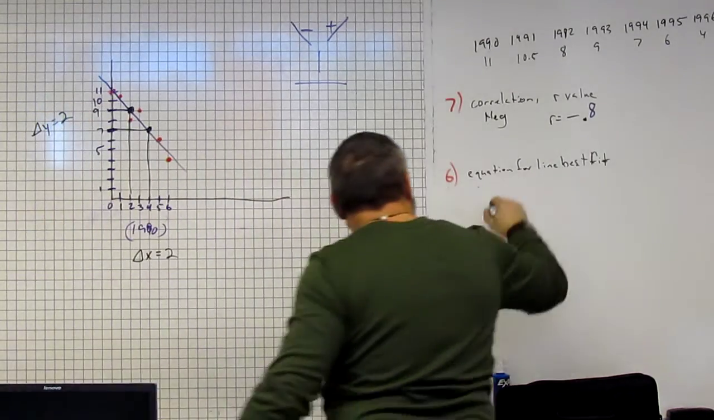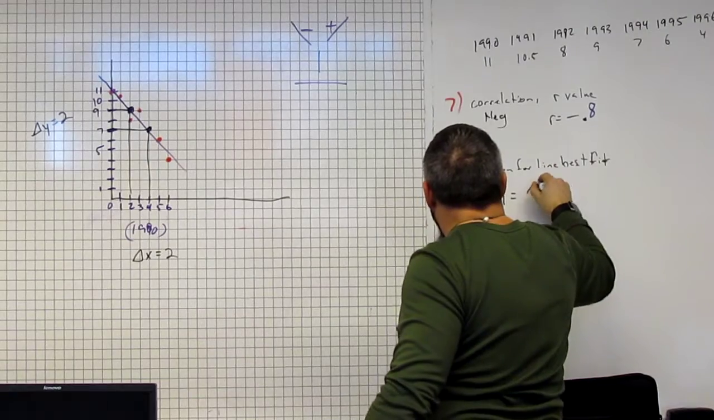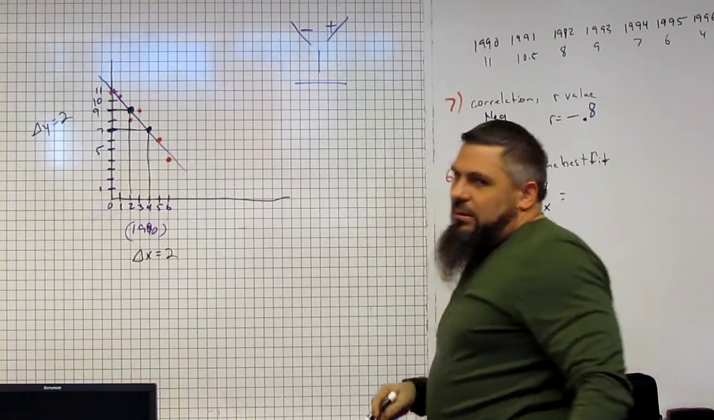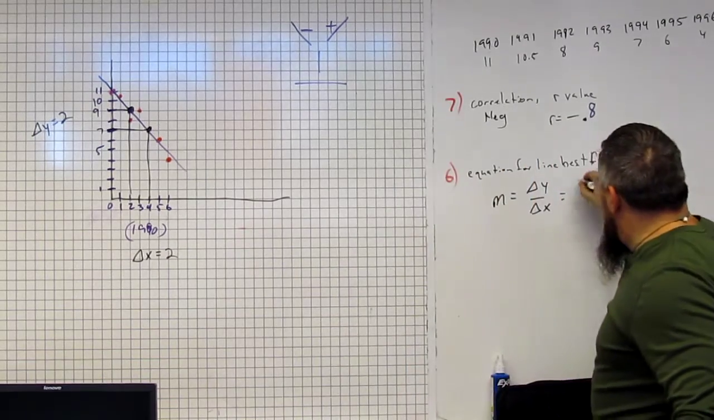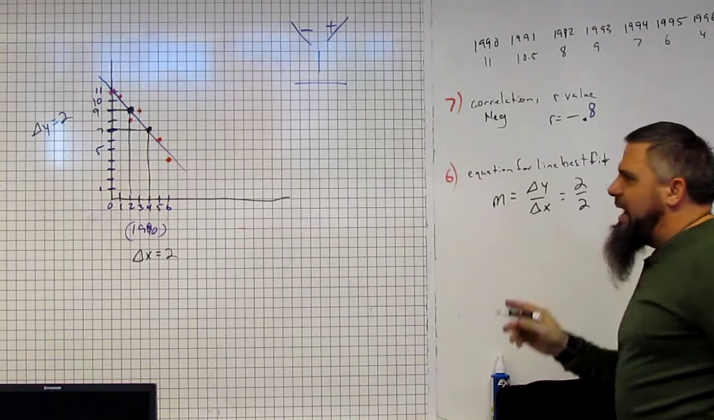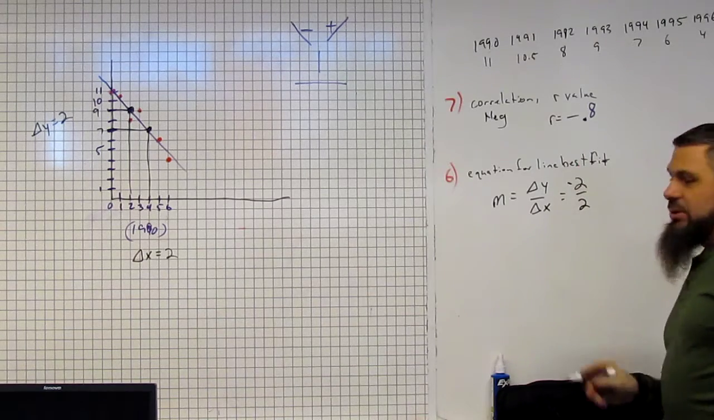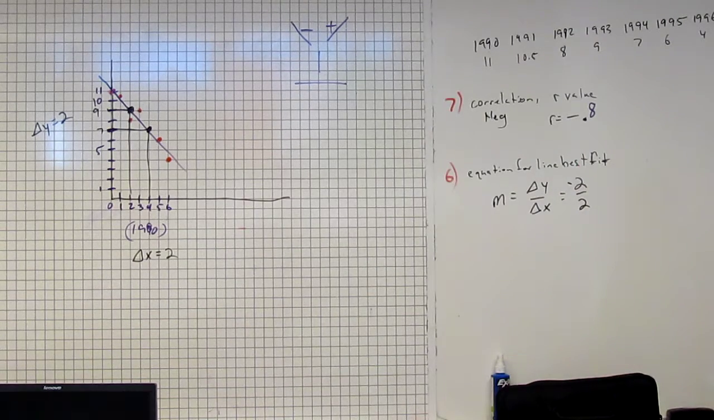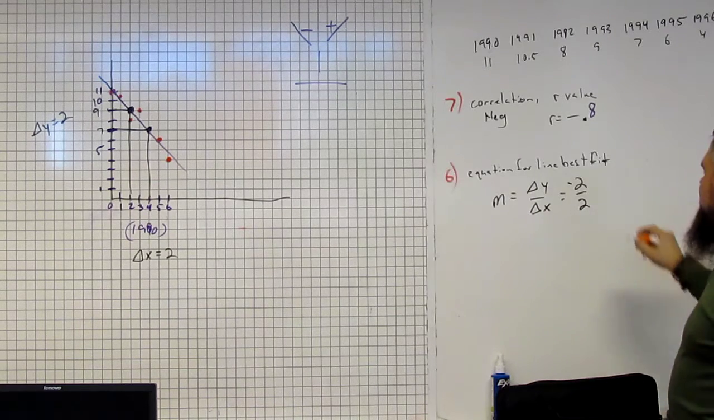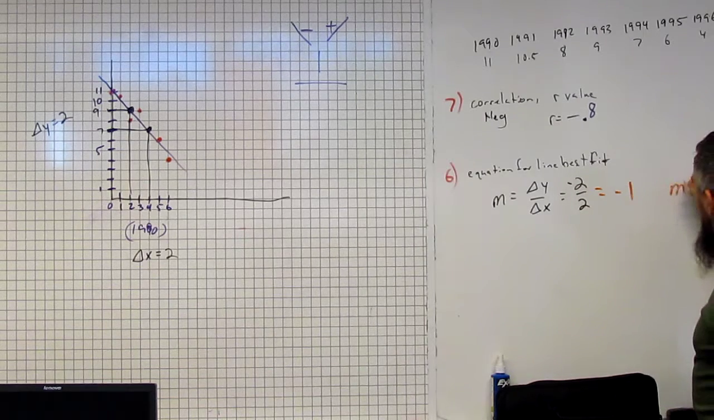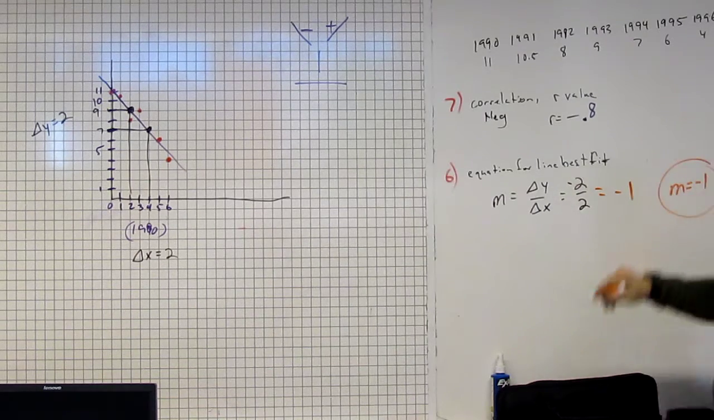So if slope is the difference in y over the difference in x, then the slope is going to be 2 over 2. But I'm going down 2, right? So it's negative 2 over 2. So what is negative 2 over 2? Negative 1. So we have the slope is negative 1.